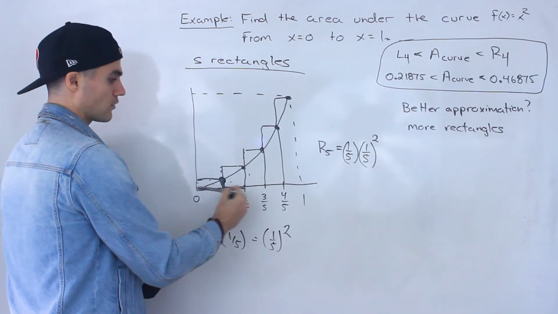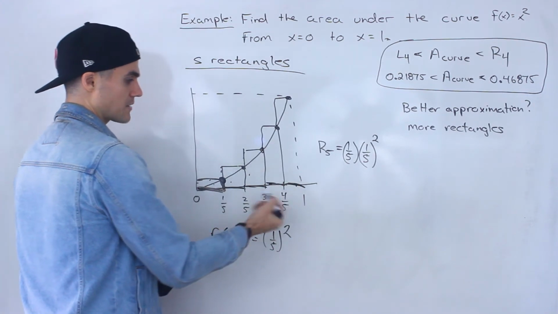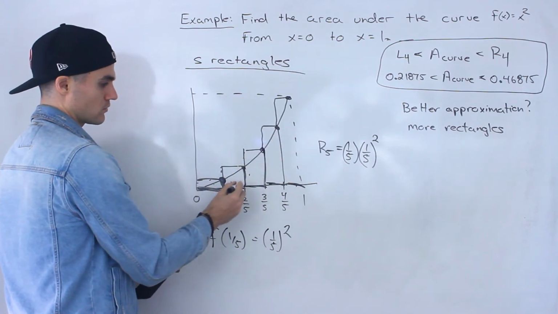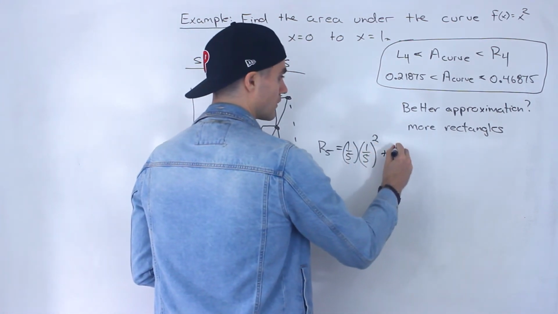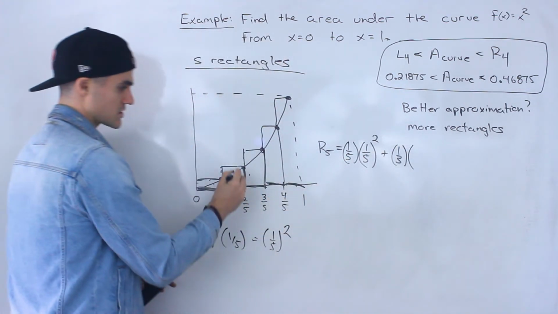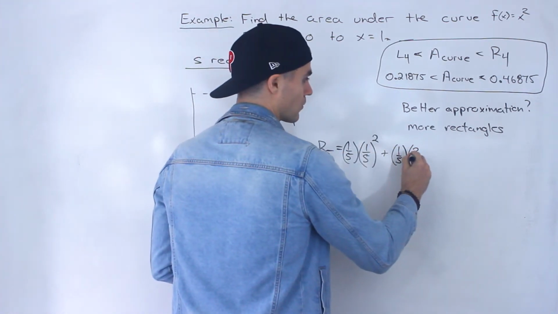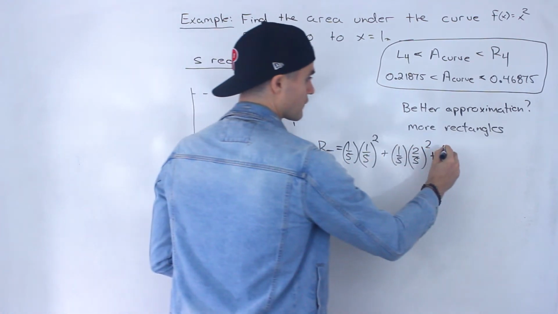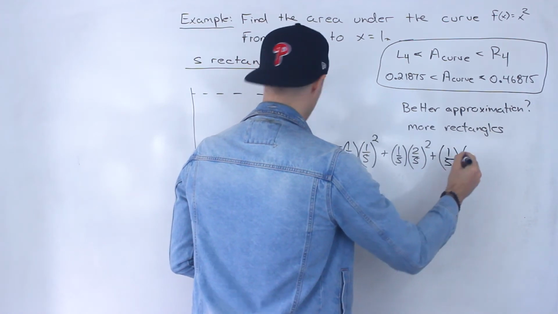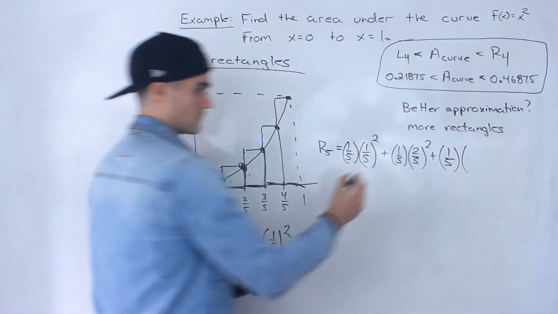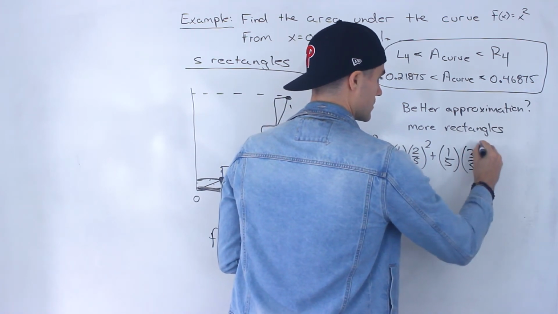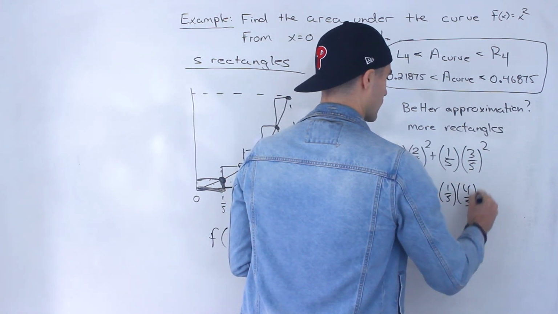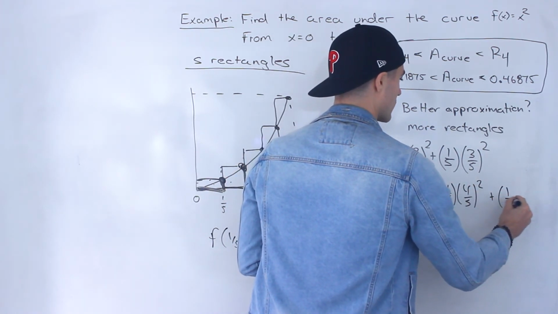And then we're going to follow the same pattern. The length of all of these rectangles is going to be the same. It's going to be 1 over 5. What's going to be changing is the height of each one. So over here, we're going to have 1 over 5, the length, times the height of this point, which is going to be 2 over 5 to the power of 2. Then we're going to have 1 over 5 times 3 over 5 to the power of 2, plus 1 over 5 times 4 over 5 to the power of 2, plus 1 over 5.